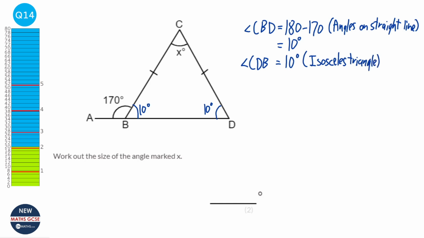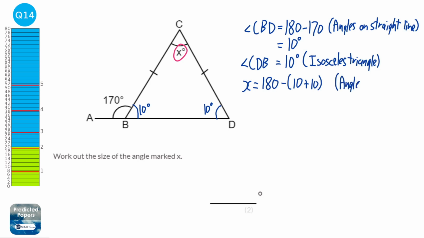And to find out what x is going to be, it's going to be 180 subtract 10 plus 10. And the reason for that is it's angles in a triangle add up to 180. So that's going to be 160 degrees. Make sure you state your reasons for every step of the working out, because there's normally quite a few marks for the reasons.